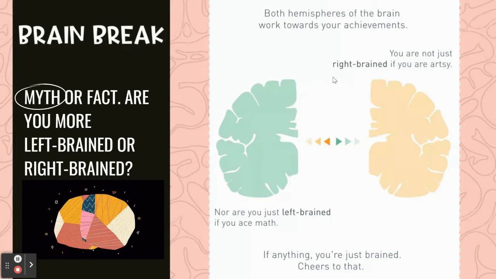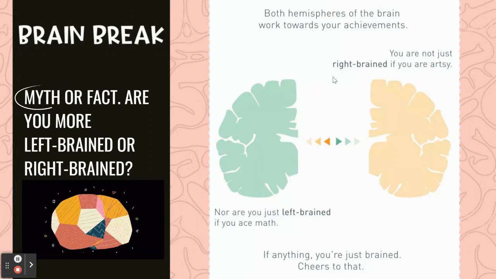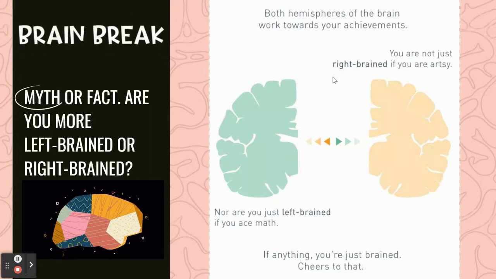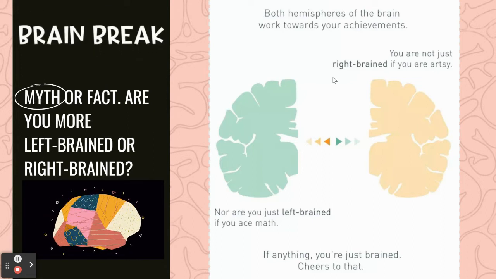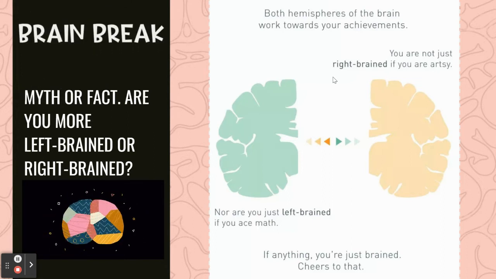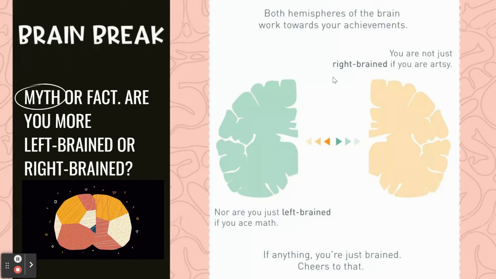Just because you're more creative than, let's say, good at math, that doesn't necessarily mean that one side of your brain is stronger. Both sides are working towards your achievements. You are not just good at math, you are not just artsy, you're just brained.